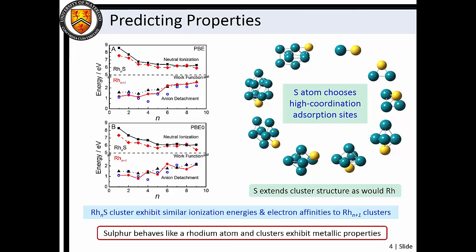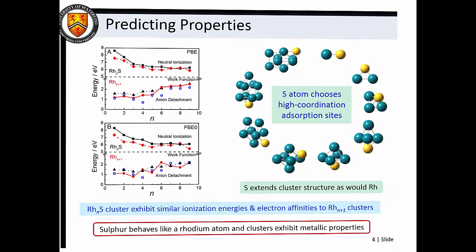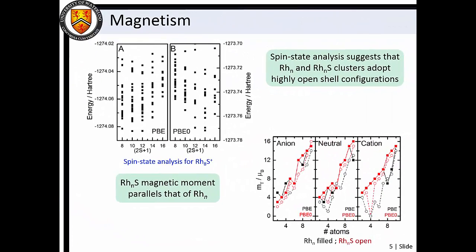This too suggests that sulfur is behaving like rhodium, and that rhodium sulfide clusters will behave as if they are metallic clusters. To determine the magnetic properties of our clusters, we must calculate the electron spin density. In doing so, we find that both the bare and sulfur-decorated rhodium clusters adopt highly open-shell electronic configurations. For example, the ground state of the rhodium-8 sulfide cation has 13 unpaired electrons.